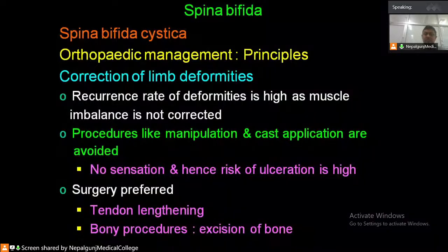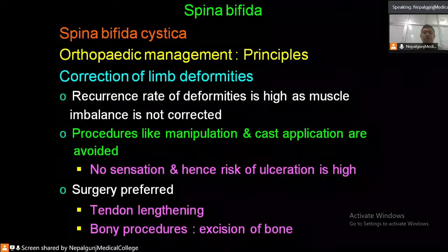So, spina bifida cystica has orthopedic management principles, starting with the correction of limb deformities. The recurrence rate of deformities is high if muscle imbalance is not corrected. So a single principle is not acted on; all of these are acted on simultaneously, at the same time. If you just correct the deformities without correcting the muscle power or the imbalance between the muscles within a time frame, there is a high chance that recurrence can occur.